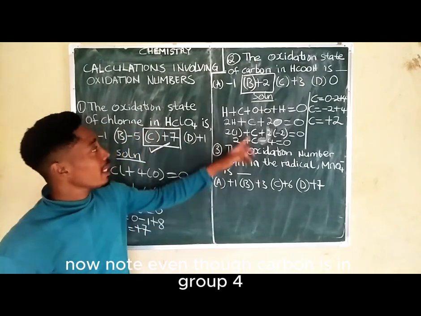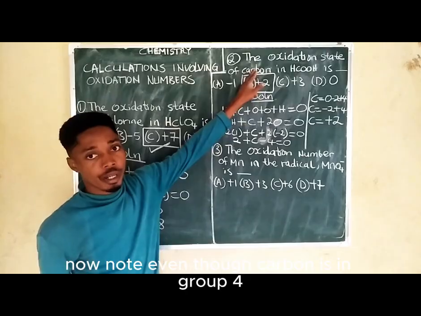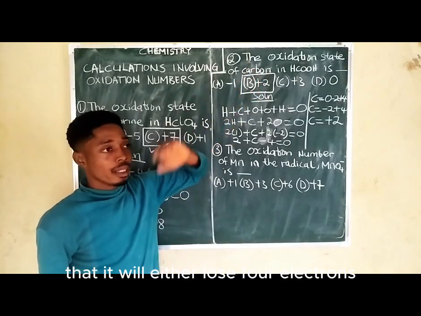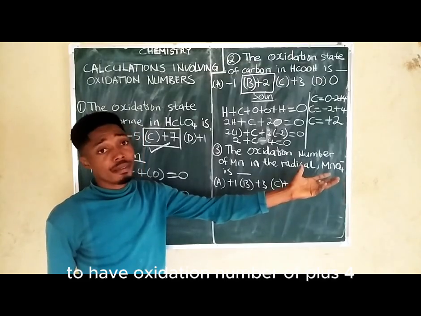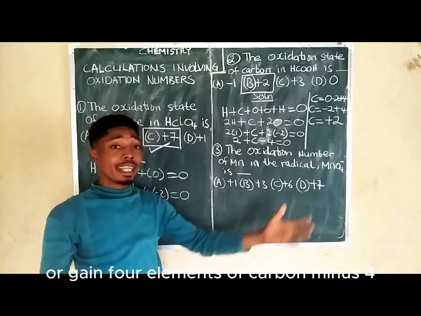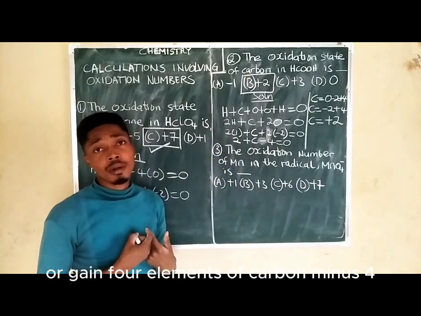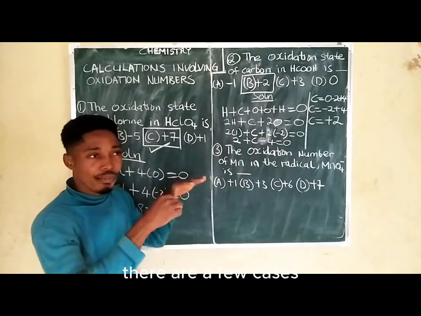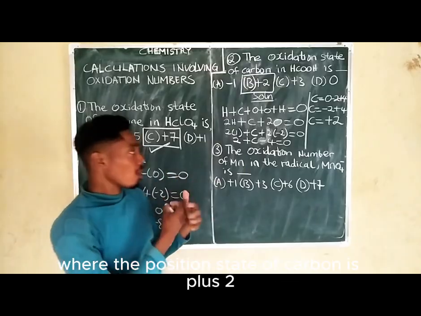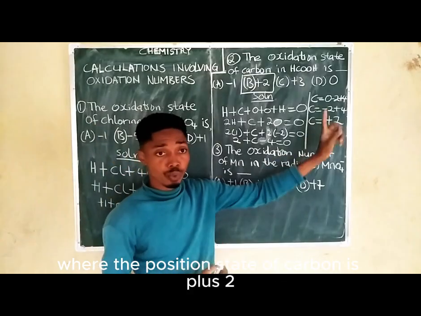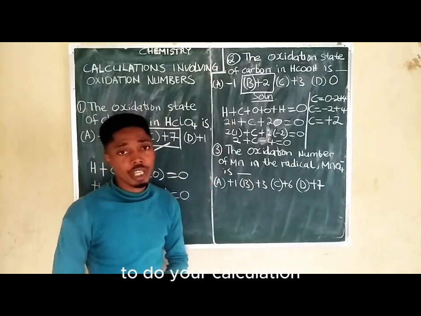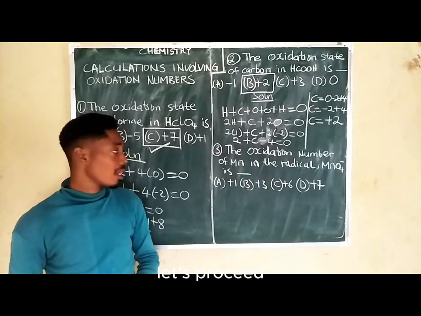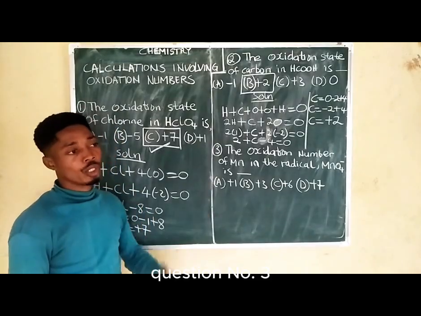Now note, even though carbon is in group 4, that it will either lose 4 electrons to have oxidation number of plus 4 or gain 4 electrons to have oxidation number of minus 4, there are a few cases where the oxidation state of carbon is plus 2. This is why it's always important to apply the rules to do your calculation. Let's proceed. Question number 3.